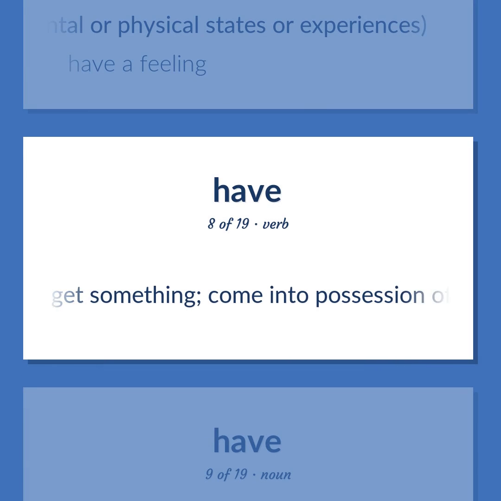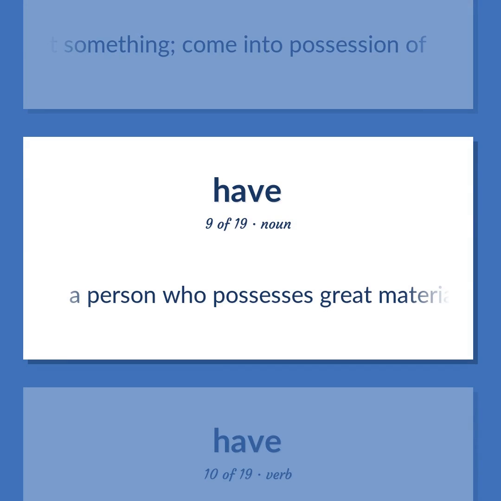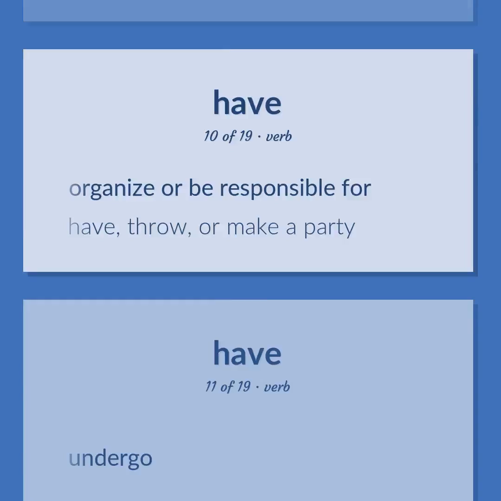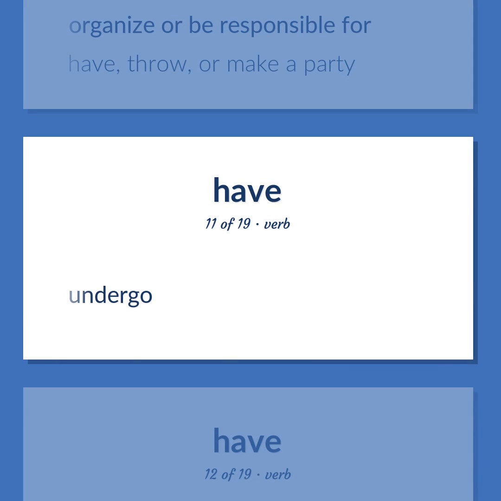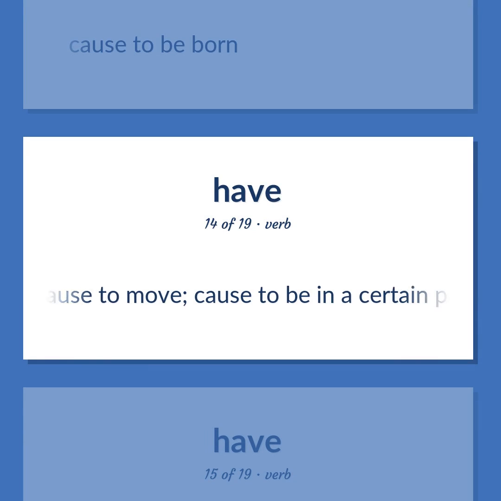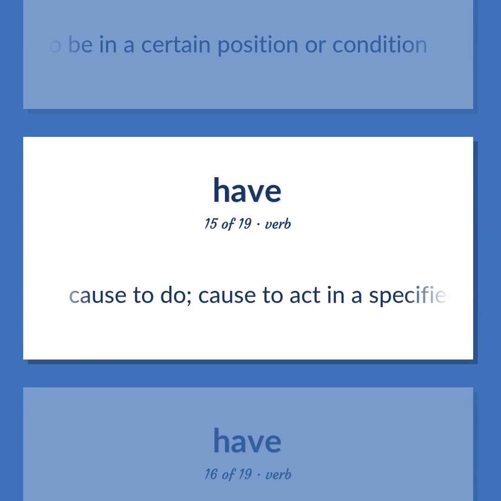Get something. Come into possession of. A person who possesses great material wealth. Organize or be responsible for. Have, throw, or make a party. Undergo. Have as a feature. Cause to be born. Cause to move. Cause to be in a certain position or condition. Cause to do. Cause to act in a specified manner.